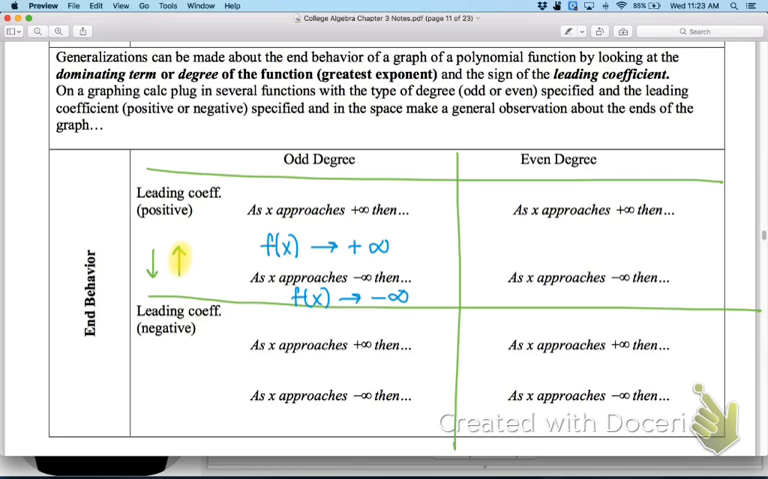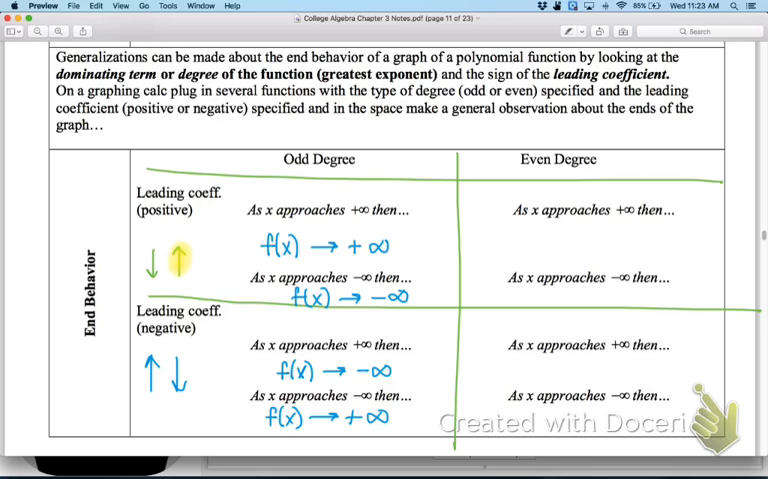approaches negative infinity. Okay? If we change the sign of that leading coefficient, and remember that is a, the leading coefficient when you look at your transformations, if the leading coefficient is negative, that causes a reflection, so it switches the direction of our arrows, which means it's going to switch our rule as well. As x approaches positive infinity, f of x is going to approach negative infinity, and as x approaches negative infinity, f of x is going to approach positive infinity.